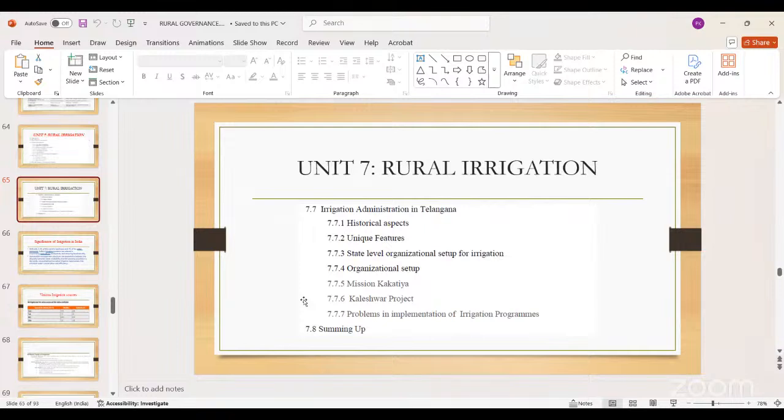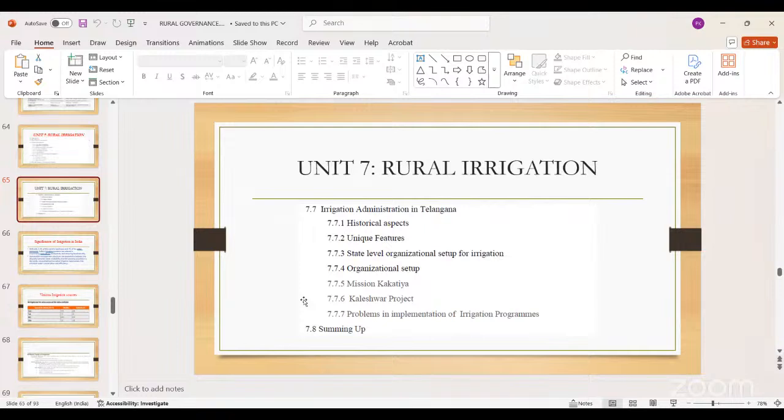So the department has a quality control organization and vigilance enforcement machinery as well, which is meant to ensure the quality of work by preventing substandard works. So this is the general organization setup.